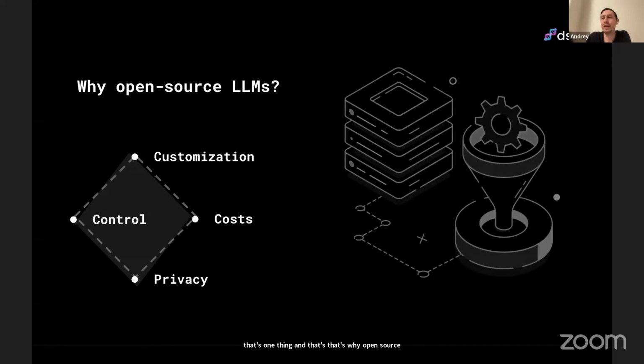And you might also hear the word open weights LLMs. So it's not exactly open source LLMs, but it's open weights LLMs. It means that the weights of the models are open, means that you can own them and you can have entire control over them. The next important reason for using open source LLMs is customization.